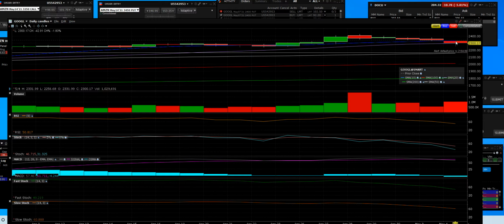The high of the intraday morning gap was 2331.99 and the low was 2256.68 cents. That's exactly what it was. Volume was a little over a million shares.